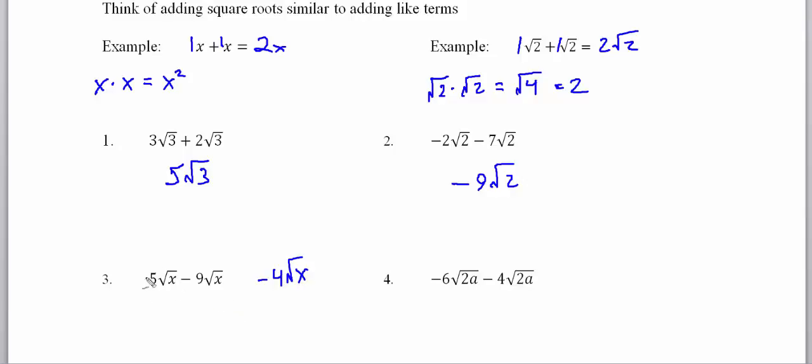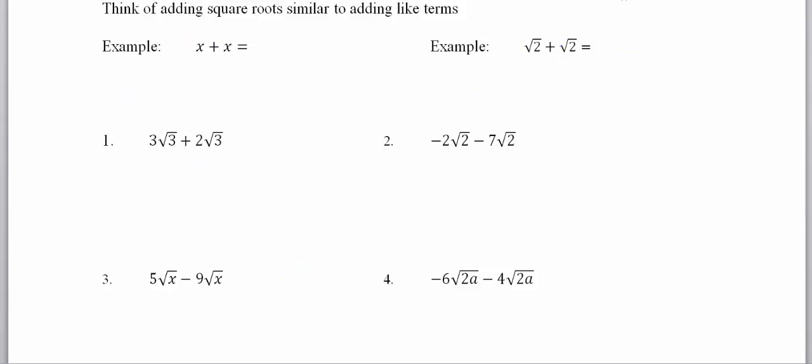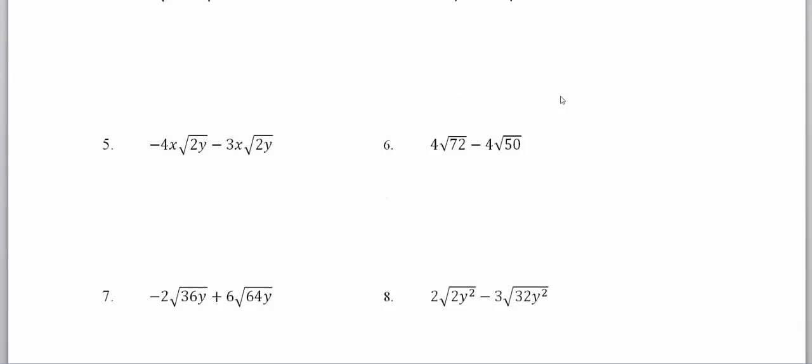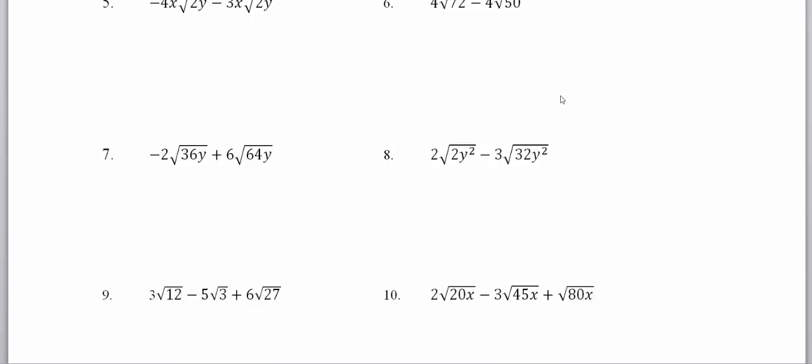The coefficients in front of each of these radicals act like numbers and coefficients in front of x, like 5x minus 9x is negative 4x, but in this case, it's a root of an x. And here we have negative 6 square root of 2a minus 4 square root of 2a is negative 10 square root of 2a. So everything's fine as long as the radicals act like common terms.